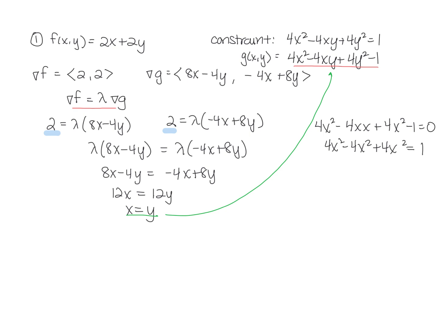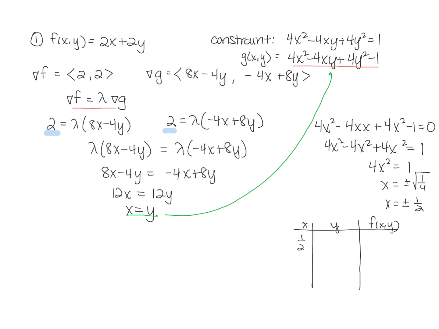This gives me 4x squared minus 4x squared plus 4x squared minus 1 equals 0. I'm just going to move that 1 over, and that gives me 4x squared equals 1, which means x equals plus or minus the square root of 1/4, which means x equals plus or minus 1/2. And since y is equivalent to x, and I do not have a unique lambda here, I'm going to take positive 1/2 for x equating to positive 1/2 for y, and negative 1/2 for x equating to negative 1/2 for y. Substituting that in, 1/2 times 2 plus 1/2 times 2 would give me 2, and negative 1/2 times 2 plus negative 1/2 times 2 would give me negative 2, and therefore this will be my absolute max, and this one will be my absolute minimum.